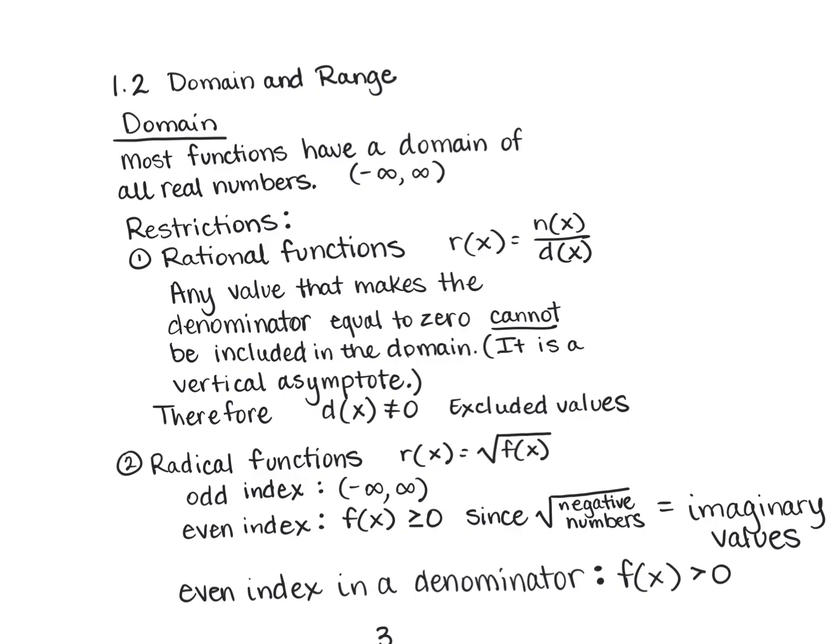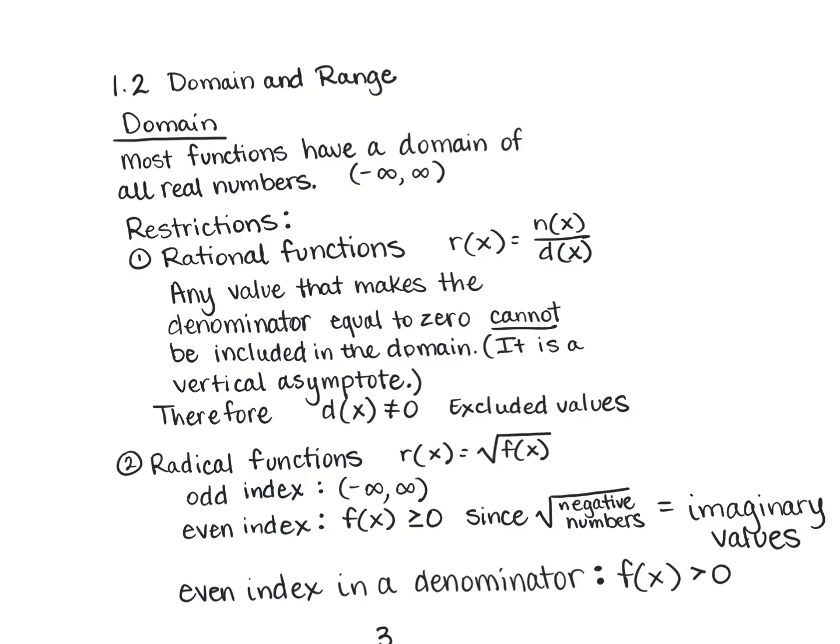So when we talk about domain, most functions have a domain of all real numbers. The restrictions come in when you have a rational function or a radical function and then any combination of those two together. So for rational functions, I have indicated that the top is n of x for numerator, the bottom is d of x for denominator. Now, if you don't have any x's in those places, then you don't really have to be concerned about the restriction. But if there is a variable in the denominator specifically, any value that's going to make that equal to 0 cannot be included in the domain.